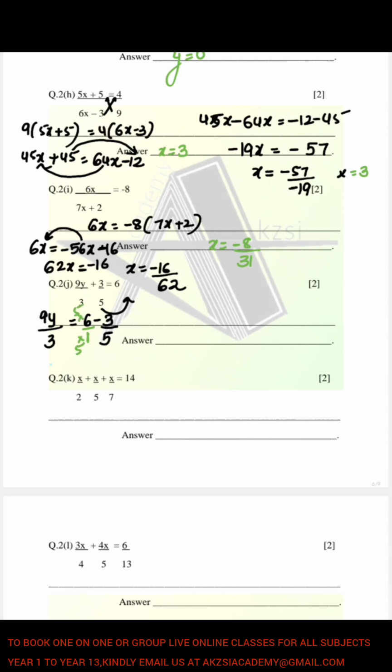So my answer would be, I'm writing it here, 9y over 3 equals 30 over 5 minus 3 over 5. Well, 9y over 3 is 3y, and this will be 27 over 5. Dividing both sides by 3, I'll get y is equal to 27 over 15. This can be further simplified: if I divide by 3, I will get 9 over 5. So y is 9 over 5.